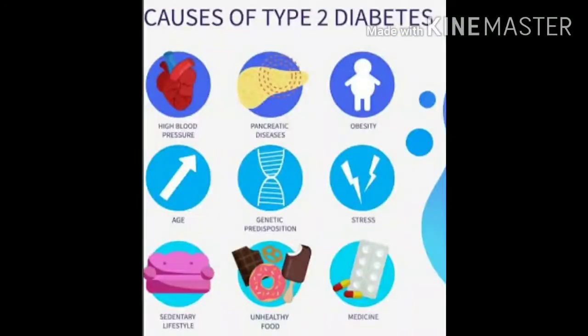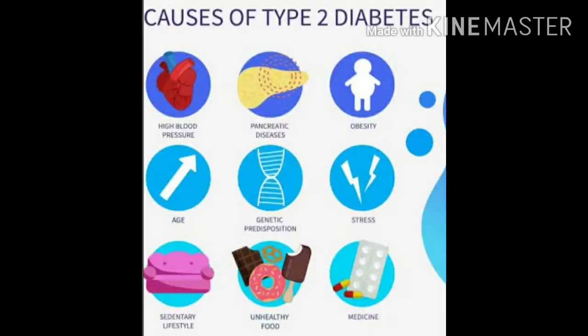Now let's see the causes of type 2 diabetes. The first one is high blood pressure, pancreatic diseases which may cause defective or inactive insulin. Then obesity is one of the reasons. Age, increasing age, is also a factor. Genetic predisposition is there. Children having diabetic parents can get diabetes. Stress is one of the factors. Then sedentary lifestyle is another factor.